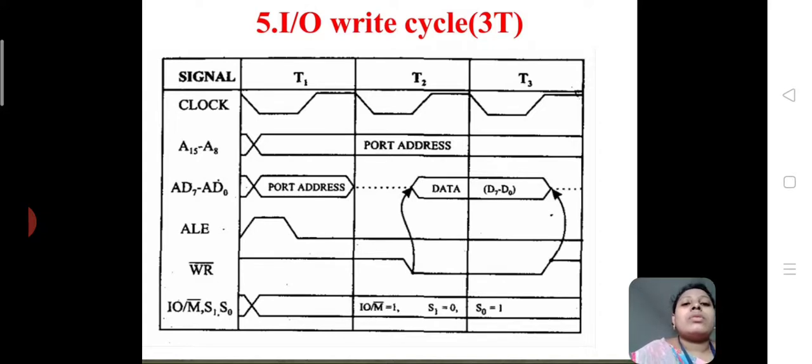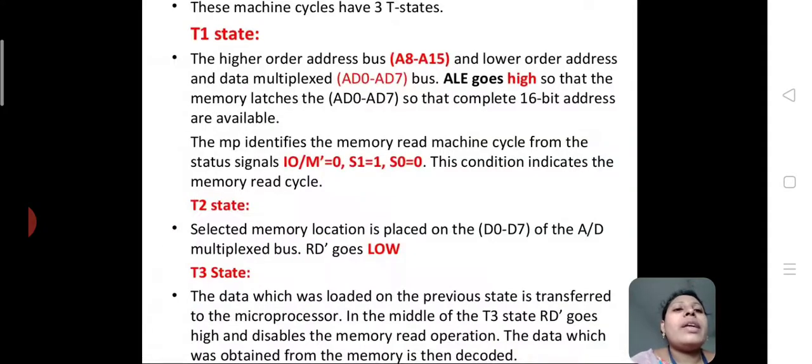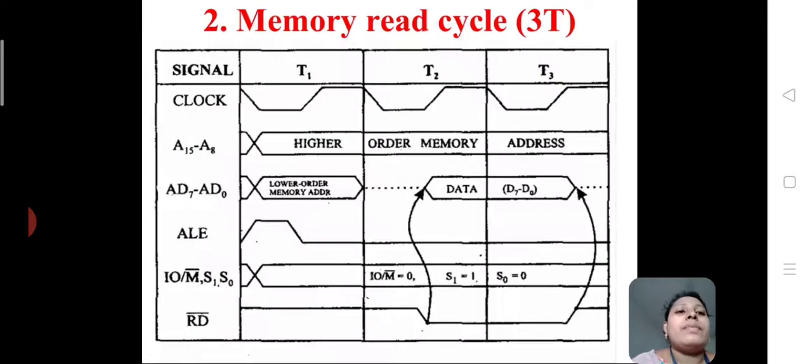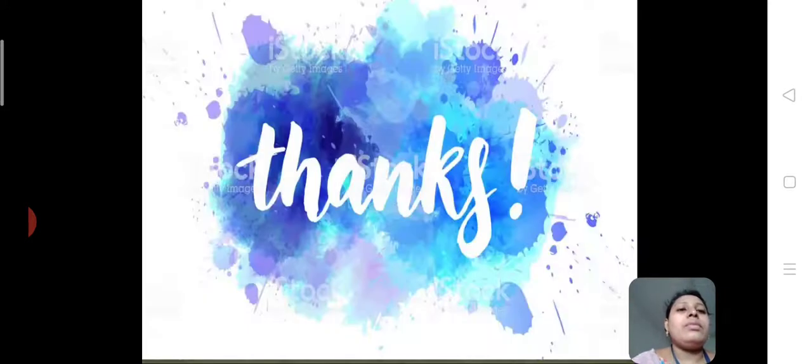In the fifth timing diagram, it writes the data to the memory. Once the data is written, it goes high at the middle of the T3 state and disables from the address and data bus. Once it is disabled from the address and data bus, it starts decoding. So this is about input or output write, input or output read, memory write and memory read cycles. So thank you.